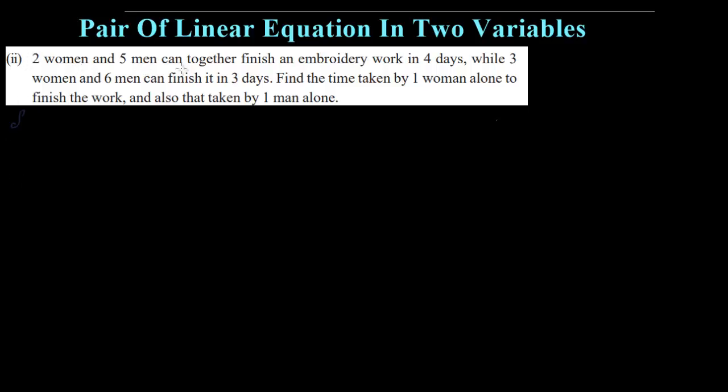2 women and 5 men can together finish an embroidery work in 4 days, while 3 women and 6 men can finish this work in 3 days. Find the time taken by 1 woman alone to finish the work and also the time taken by 1 man alone. So let us assume first how many days it will take for 1 woman to complete the work.